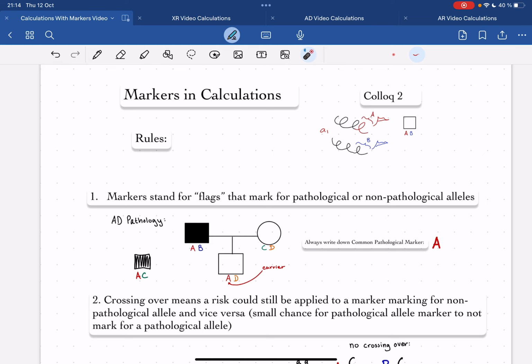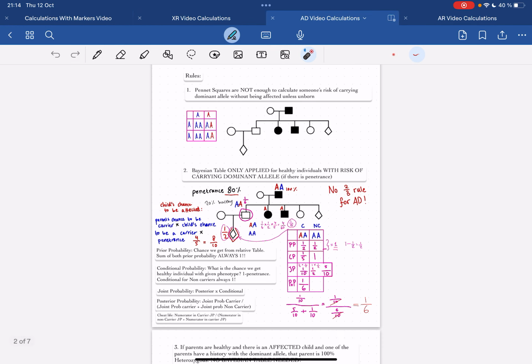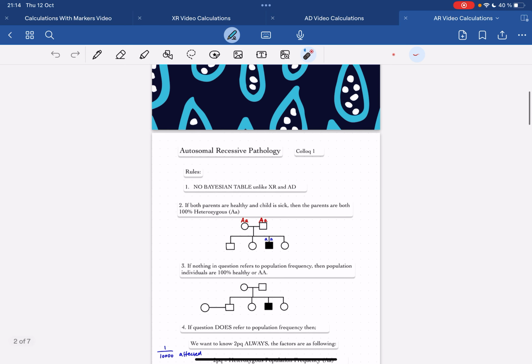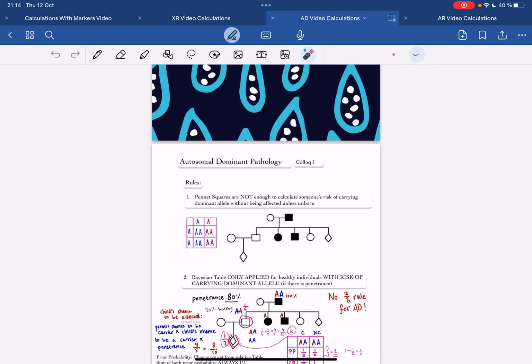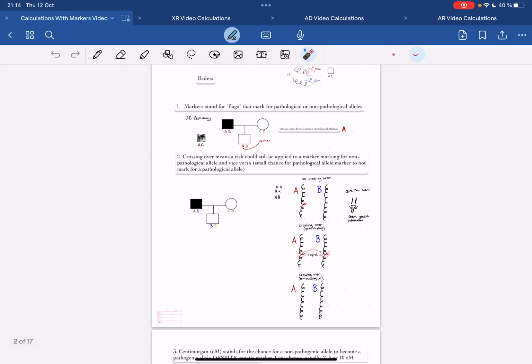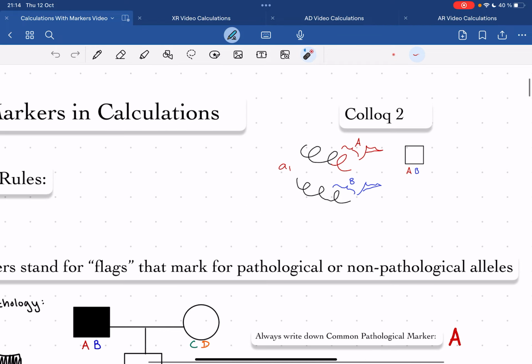as well as the fact that all of the previous information that we learned in X-linked recessive, in autosomal dominant, as well as in autosomal recessive are still very valid. So we are building up on the information that we previously know. The only thing that we're adding in is the idea of markers. Now, starting off, what exactly are markers?